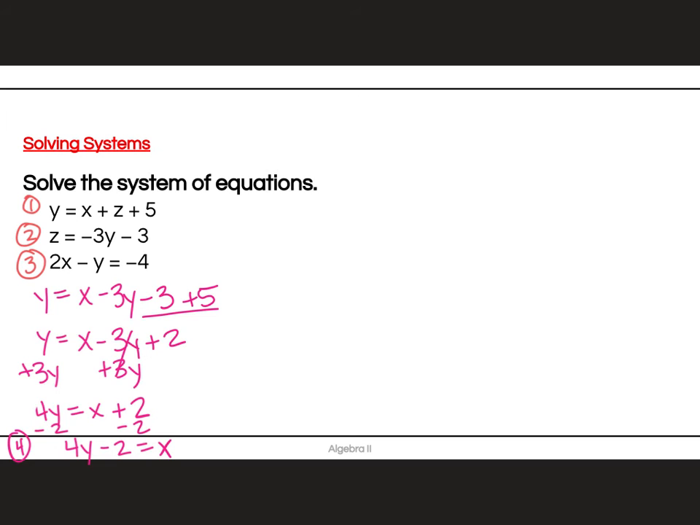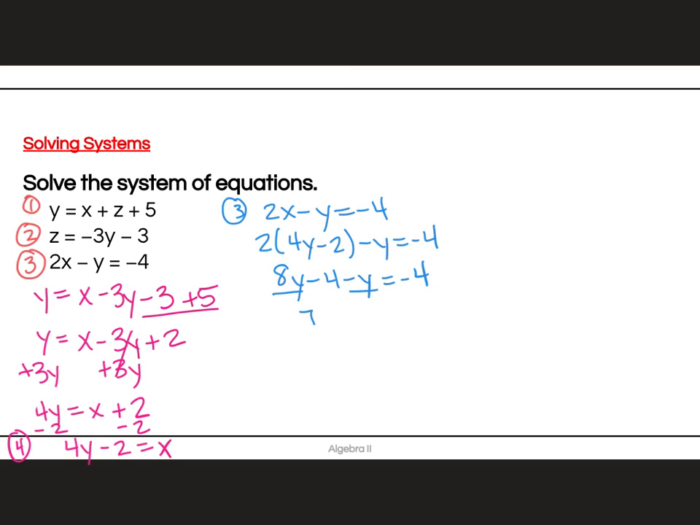So I'm going to take that value for x and I'm going to put it into number 3. So number 3 says 2x minus y is equal to negative 4. Well, I know that x is 4y minus 2. So I'm going to say 2 times 4y minus 2 minus y is equal to negative 4. I'm going to distribute. So 8y minus 4 minus y is equal to negative 4. 8y minus y is 7y minus 4 is equal to negative 4.